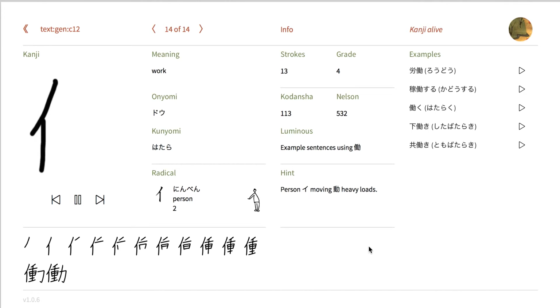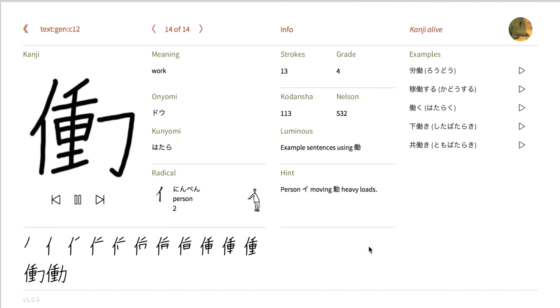So we start with the person radical. Then we write the part that on its own is pronounced ju, or heavy. And chikara. So notice the chikara starts sort of mid character. It doesn't start up top where the other ones are, but it's kind of lower and to the side.